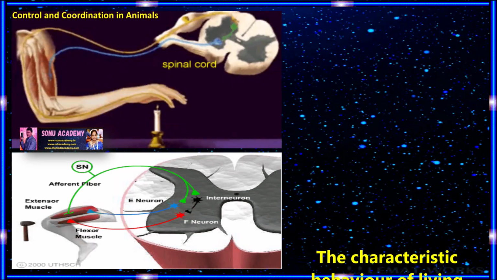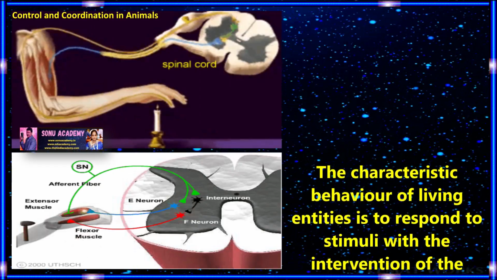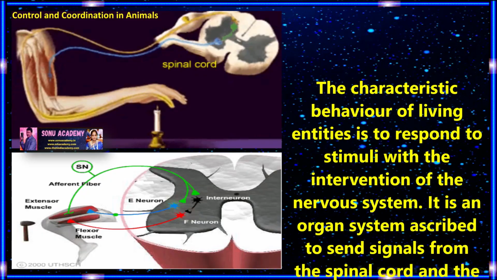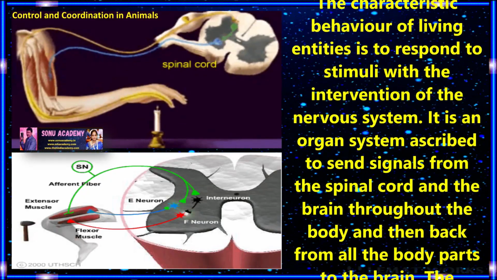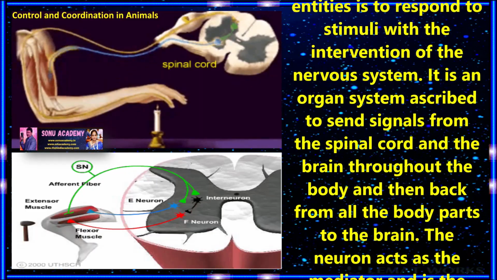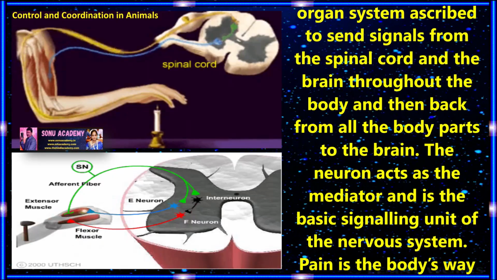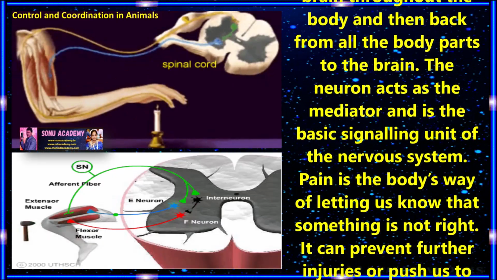The characteristic behavior of living entities is to respond to stimuli with the intervention of the nervous system. It is an organ system responsible for sending signals from the spinal cord to the brain throughout the body and then back from all the body parts to the brain. The neuron acts as the mediator and it is the basic signaling unit of the nervous system.